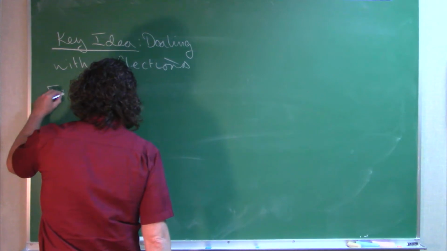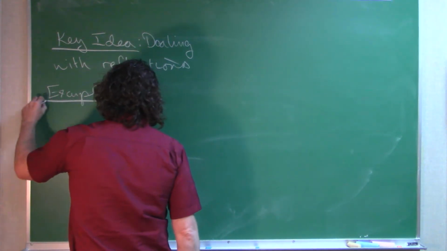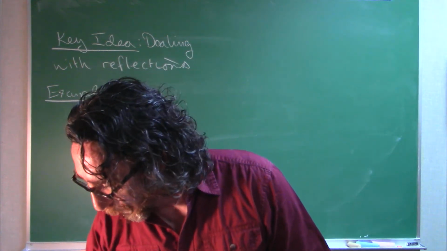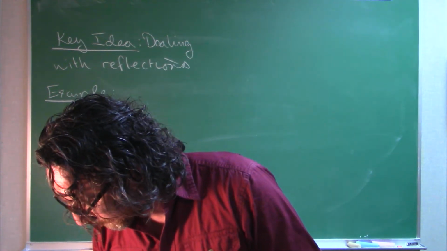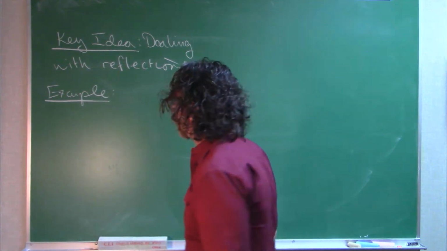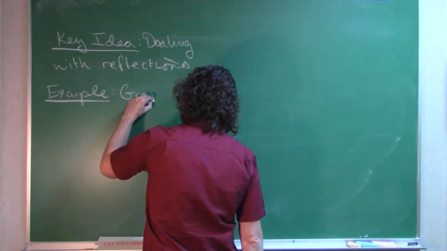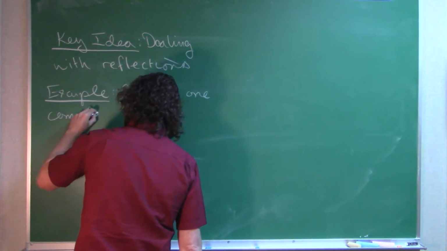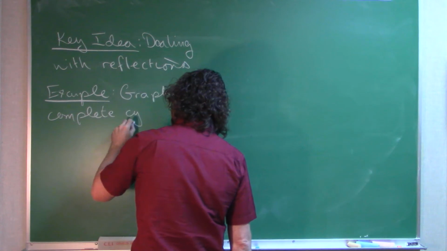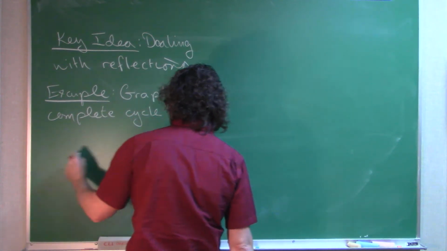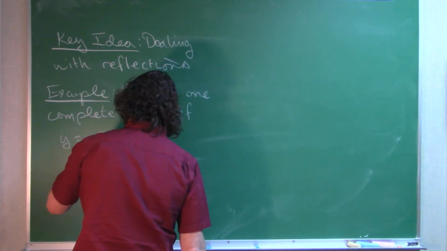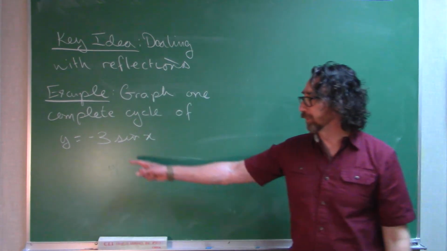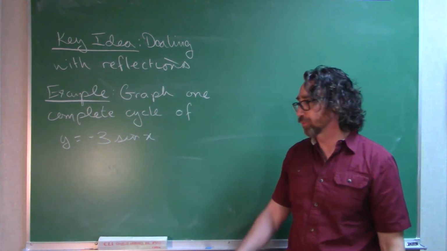So let's do a quick example here. I'm just going to pull one out of the textbook that we're using. Graph one complete cycle of y equals -3 sine x. Okay, so you'll notice my multiplier there is a -3.